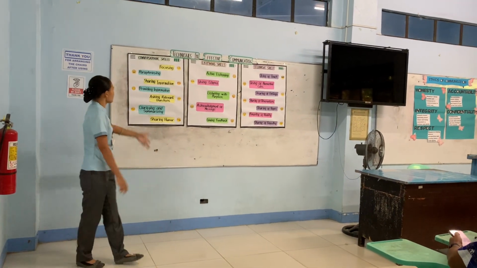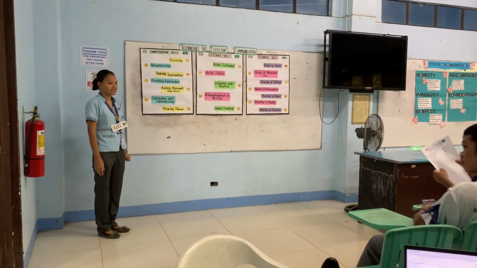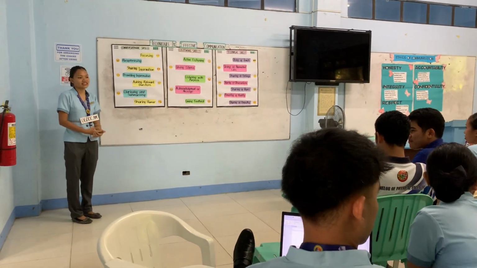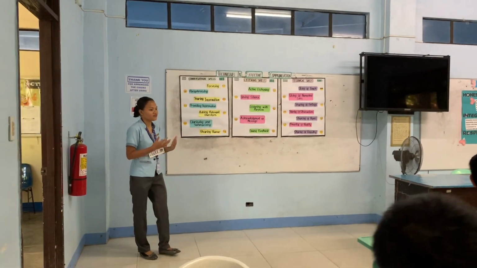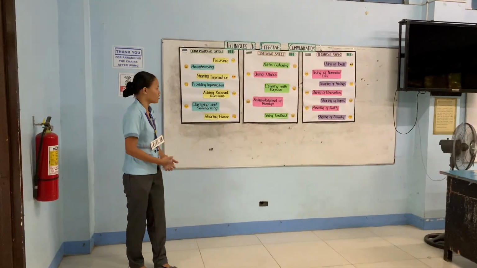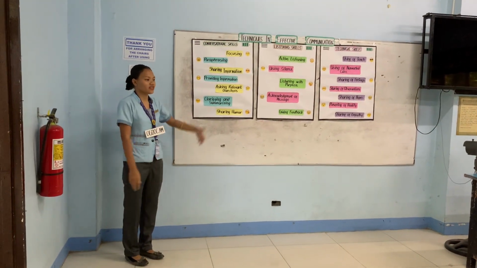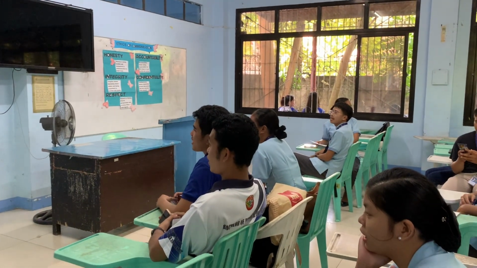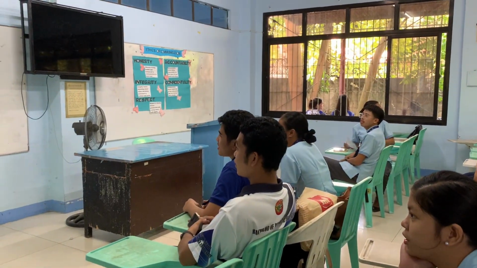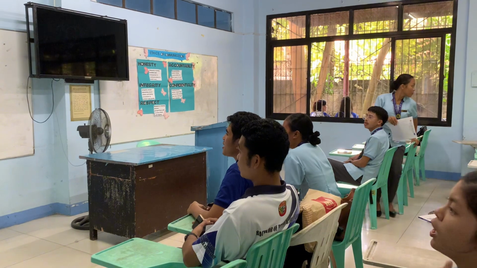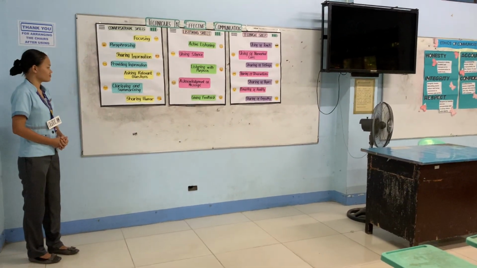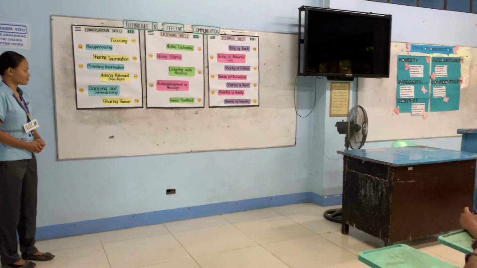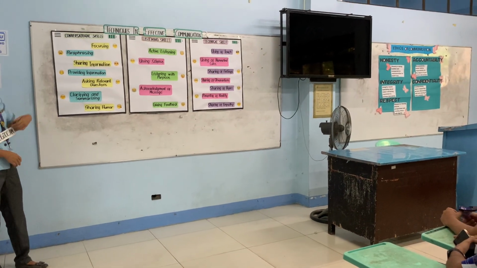First, we have conversational skills. Conversational skills refers to the ability on how you effectively engage in a dialogue. So, everyone, please read the examples of conversational skills. Focusing, paraphrasing, sharing information, providing information, asking relevant questions, clarifying and summarizing, sharing humor.